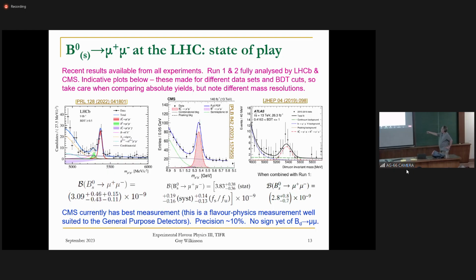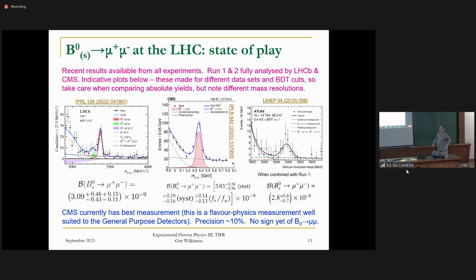Here are the current values of the measured branching fractions. In fact, CMS has the most precise result. This is a channel which is very suited to CMS because it decays into 2 muons, which is easy to trigger on. And you will see that the precision is something like 10%.